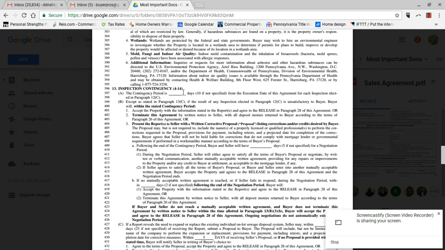So how this works is by day 10 after execution, you have to have the inspections done and you have to have a written reply sent to the listing agent. The seller and the listing agent don't have to get back to you until day 15. Okay, so you could do the inspections on day 1 and get them a reply on day 2. They don't have to get back to you until day 15. If you put 15 days in here, they don't have to get back to you until day 20.